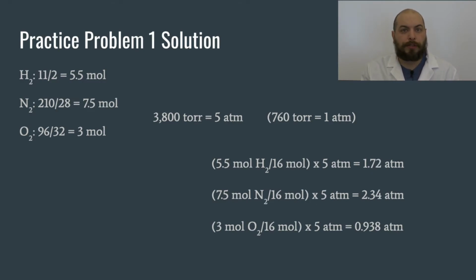All right, so for nitrogen, what we're going to do is 7.5 divided by 16 times 5, and that value is going to be 2.34 atmospheres. And finally for oxygen, now we could do one of 2 ways. Either we take the partial pressures of nitrogen and of hydrogen and we add them together, and then subtract that pressure from the total, all right? So 5 minus the pressure of hydrogen minus the pressure of nitrogen. Or we take the mole fraction of oxygen, which is 3 over 16, multiply it by the 5 atmospheres of total pressure. We get a partial pressure of oxygen of 0.938.